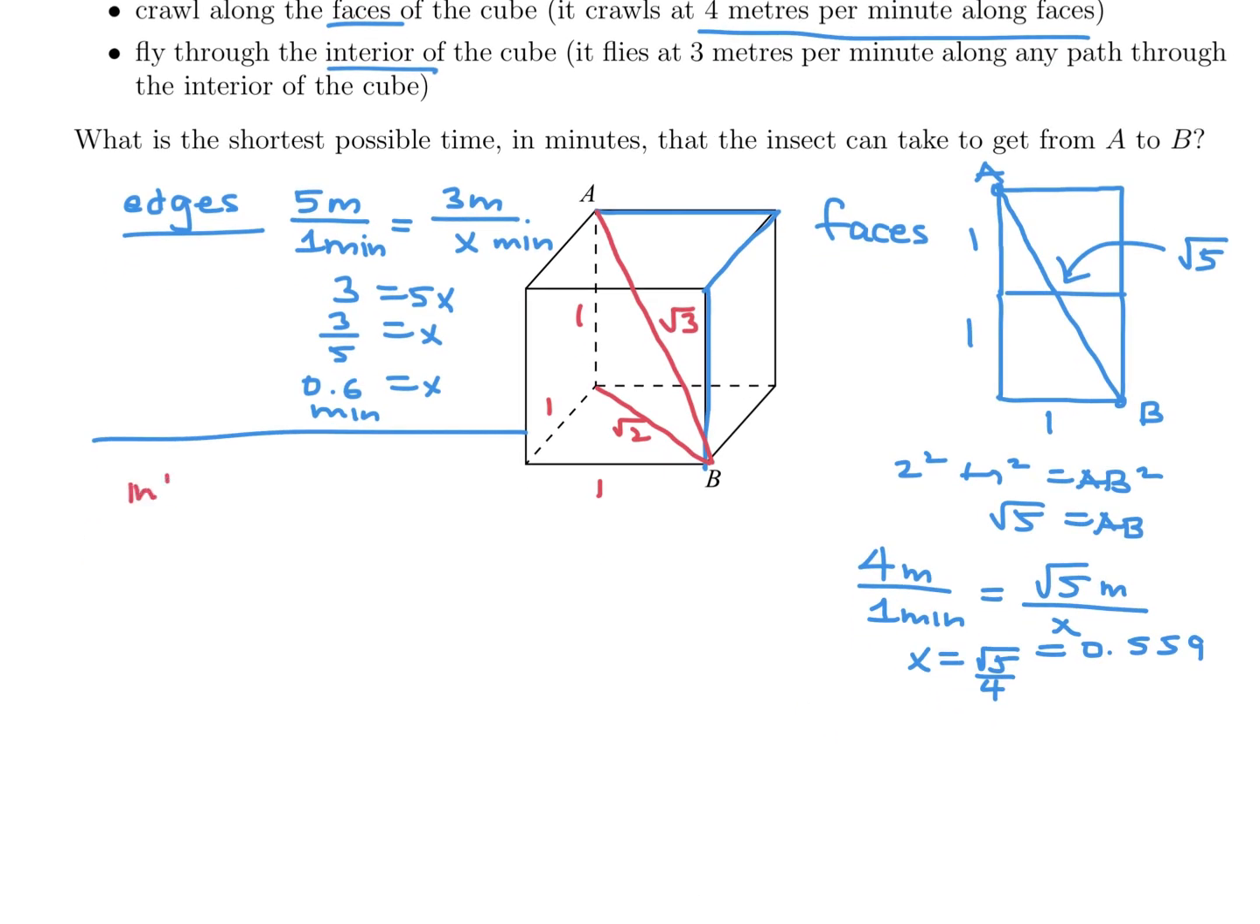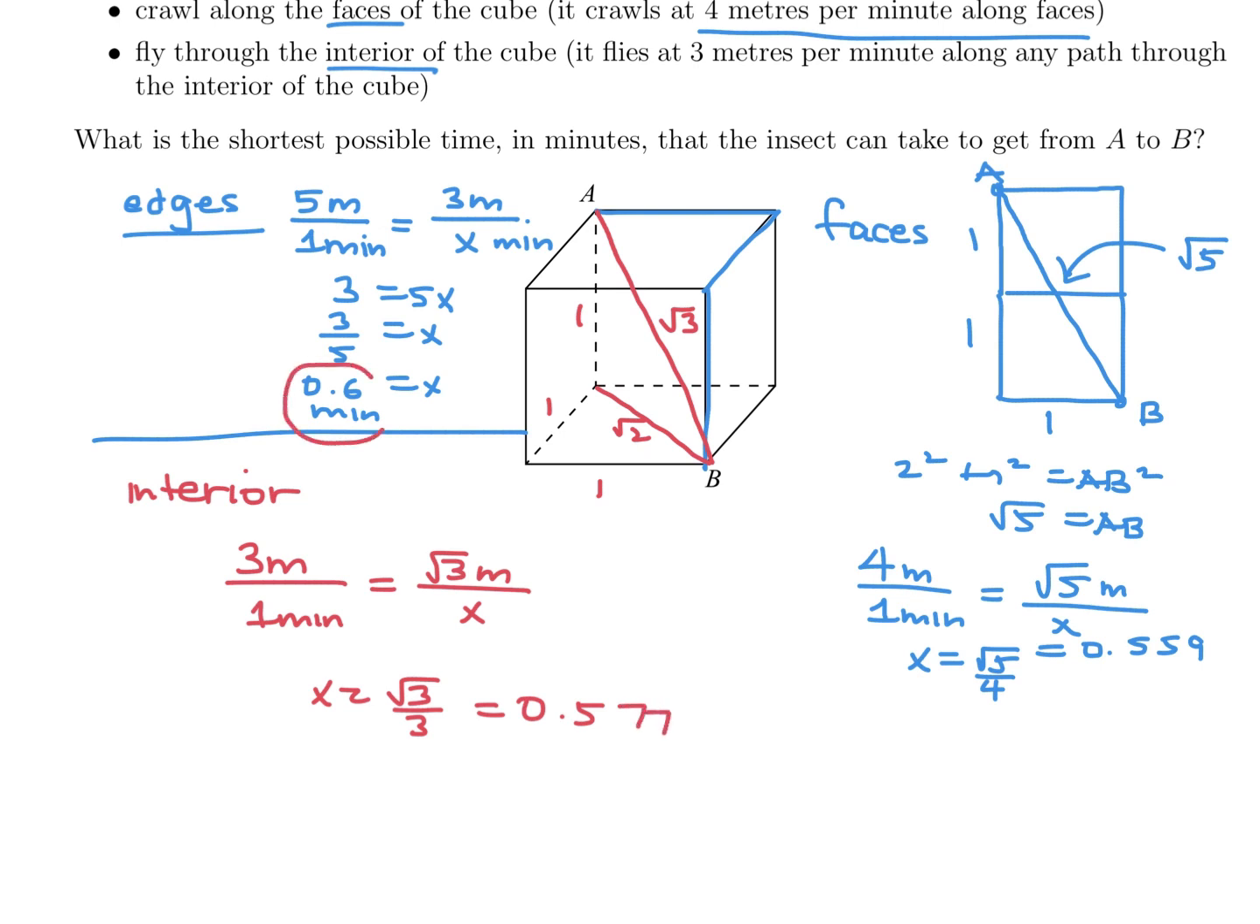Okay, so interior. That would be same story. This time is 3 meters per 1 minute. And that's root 3 meters for x. So this x is going to be root 3 over 3. And root 3 over 3 is 0.577. Okay, so now we have to find the shortest. We have to compare. So 0.6, 0.55, and 0.57. So the shortest is the 0.55. Yeah, this one. So that is the answer to the question. There you go.